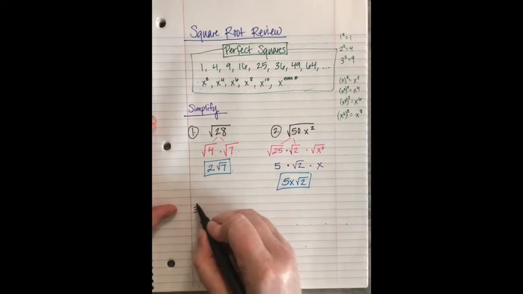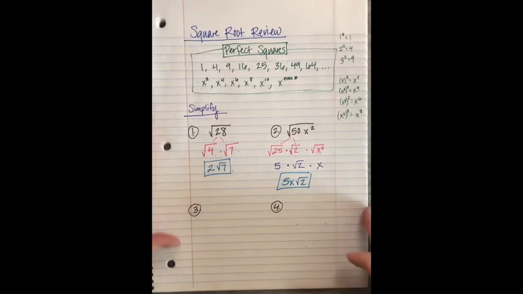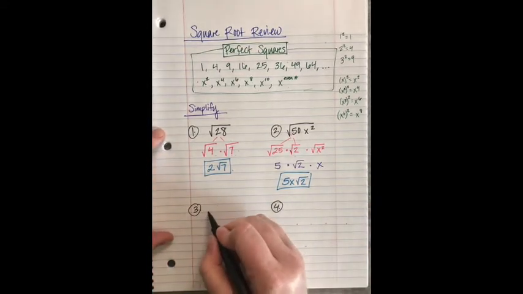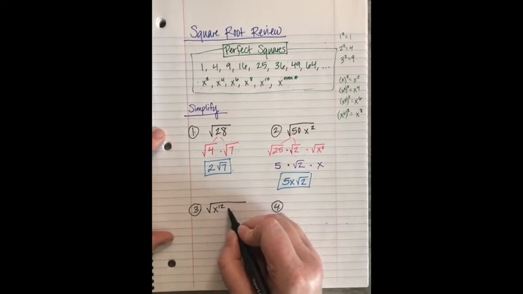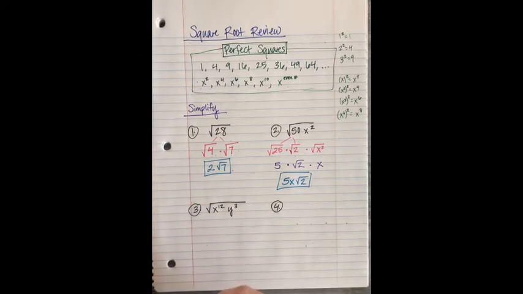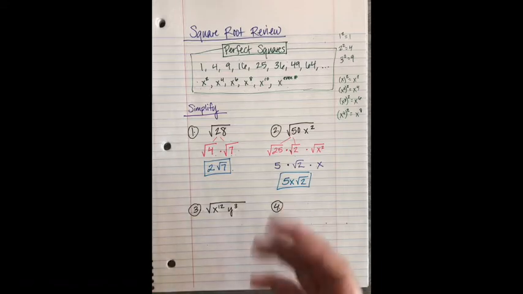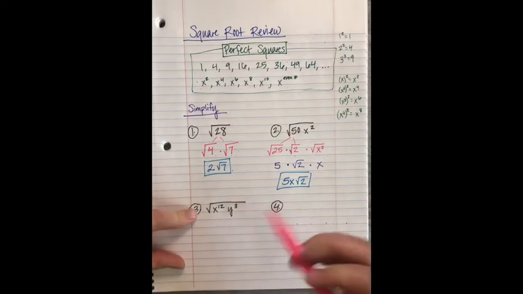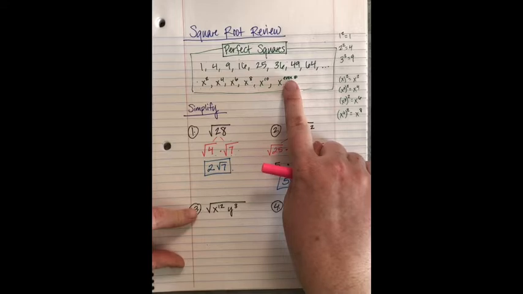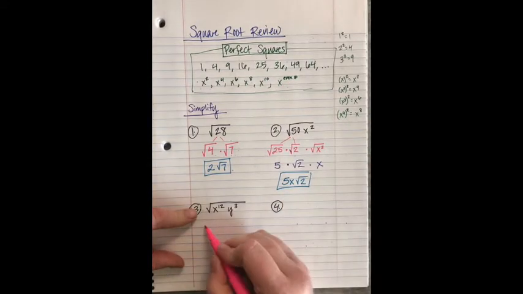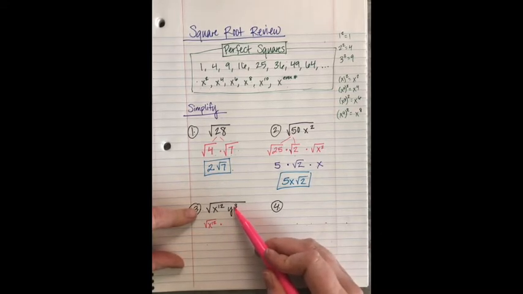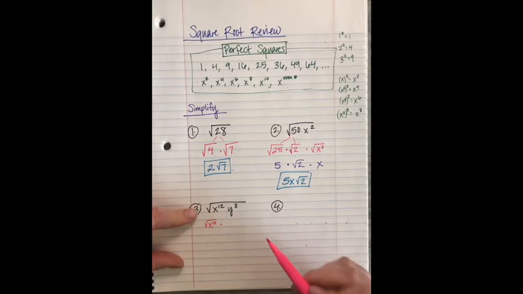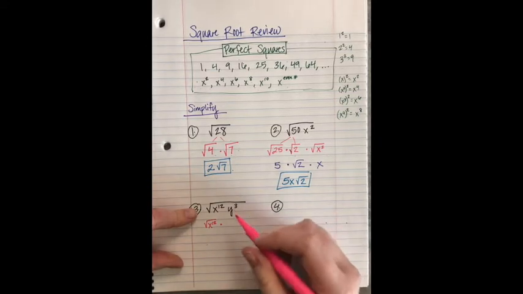All right, let's do 2 more of these quick problems. Let's do the square root of x to the 12th times y cubed. All right, so if these are not perfect squares, we have to break them apart. But x to the 12th is in fact a perfect square because it's raised to an even number. So I'm just gonna drop that down as is. But y cubed, 3, is an odd number. So I'm gonna have to break it apart. So here's what I do.